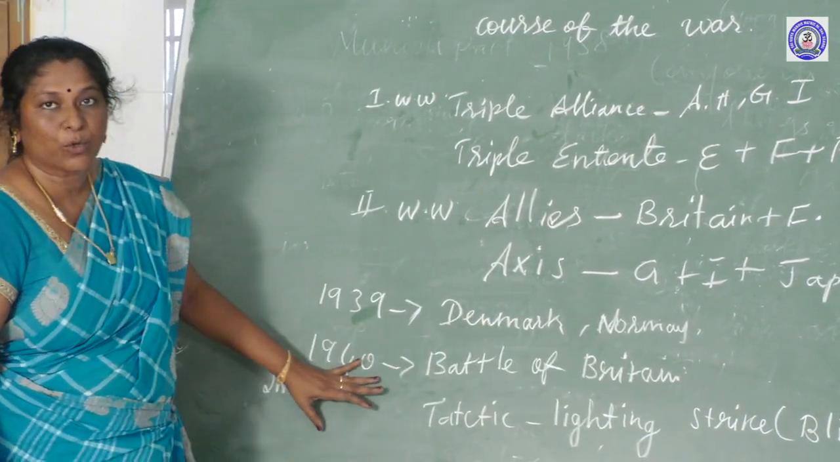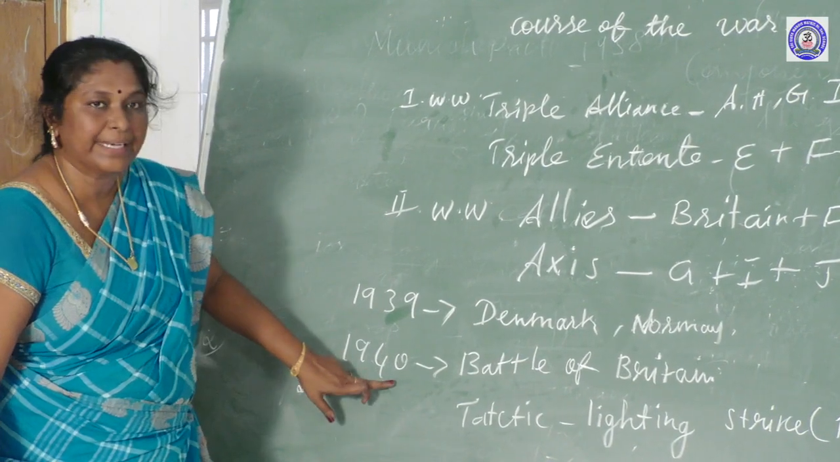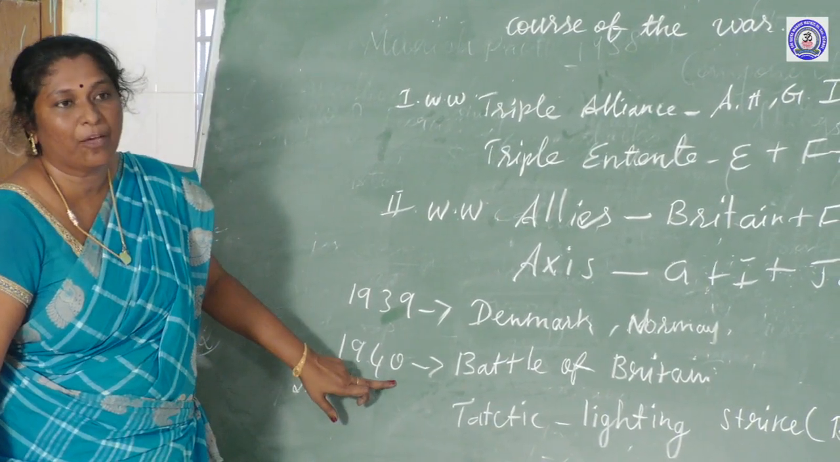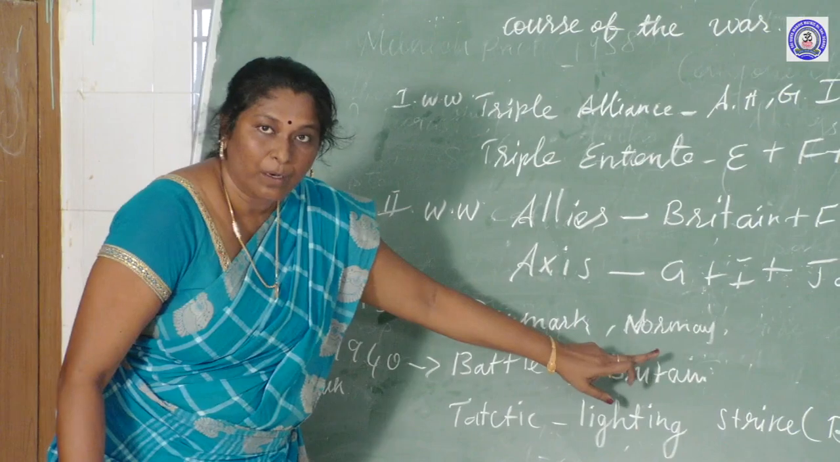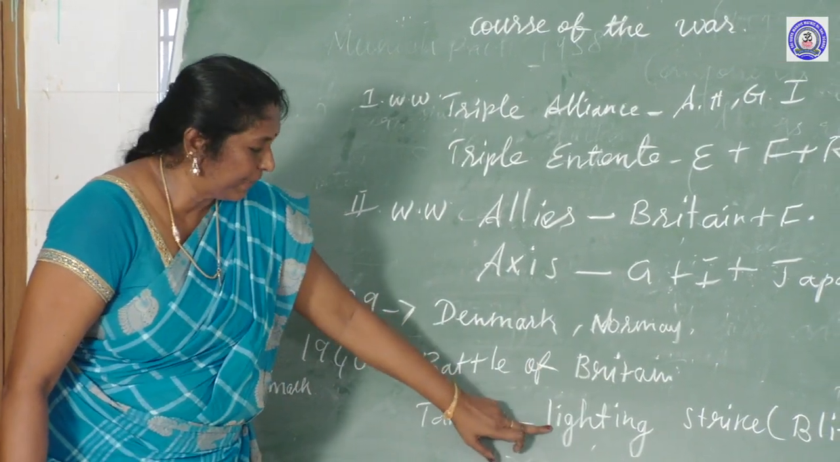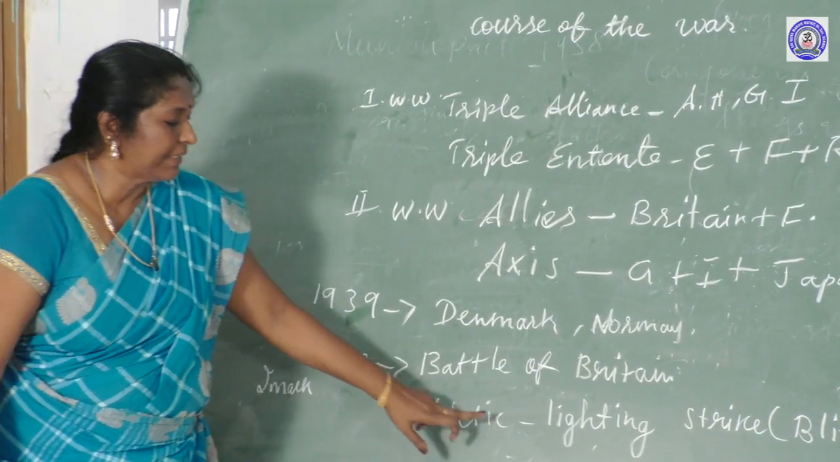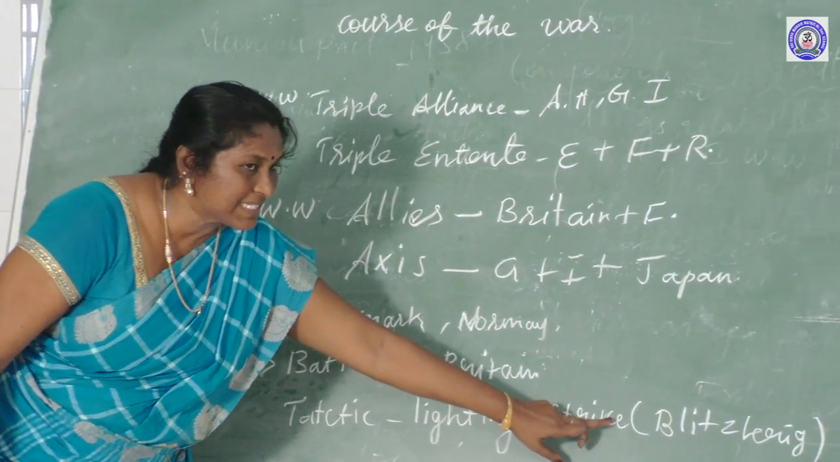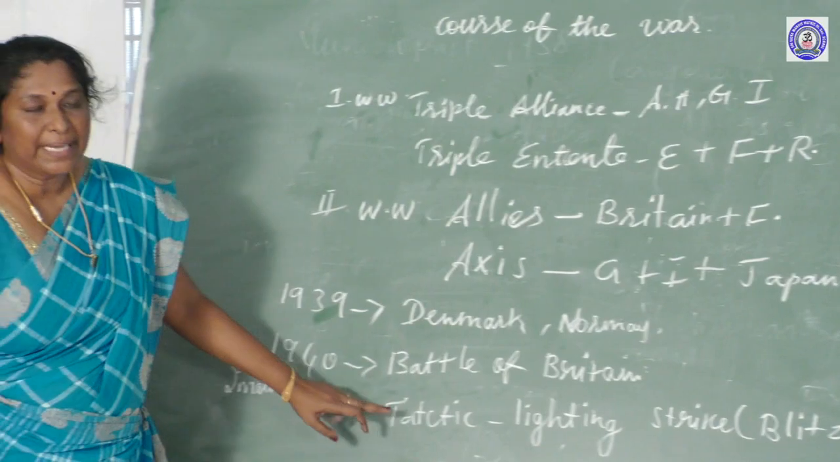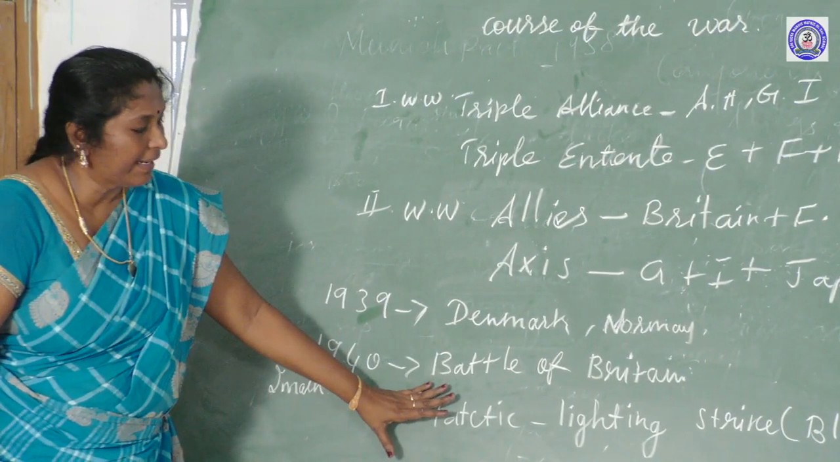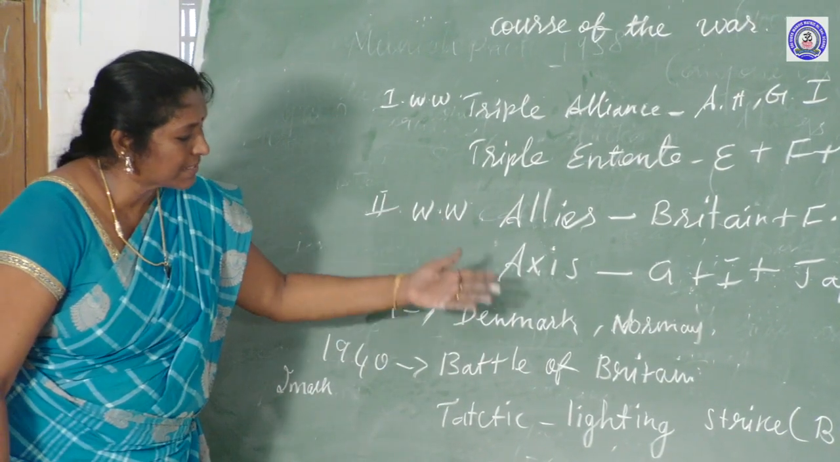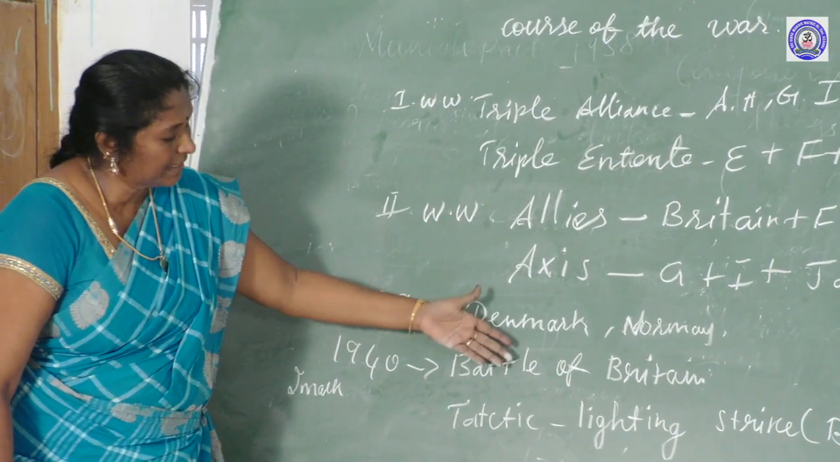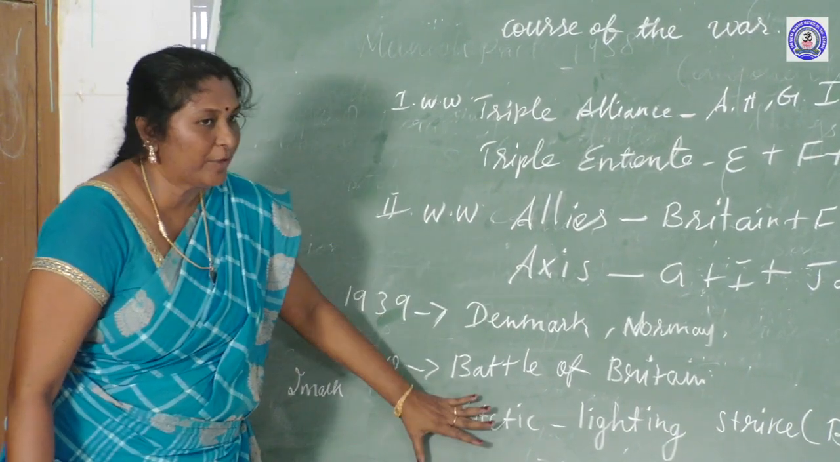So if they ask a 2-mark question, you want to memorize the year 1940, the Battle of Britain. That Battle of Britain was between Britain and Germany. Germany used a tactic, what tactic now? Lightning strike. That means blitzkrieg. The starting year gave Germany very successful results only.